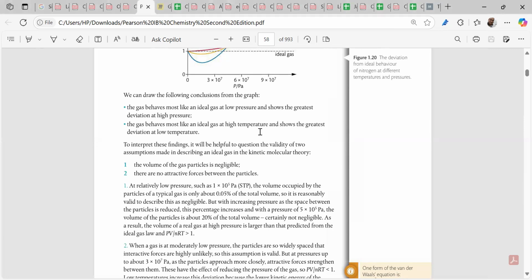See, this thing is read. A real gas behaves like an ideal gas at very low pressures. It behaves like an ideal gas at high temperatures, right? Clear? This you have to remember. And what are the assumptions you made for the ideal gas? The volume of the particles is negligible. There is no attraction force between the particles. This you have to remember, right? That's all. Do you get my point?